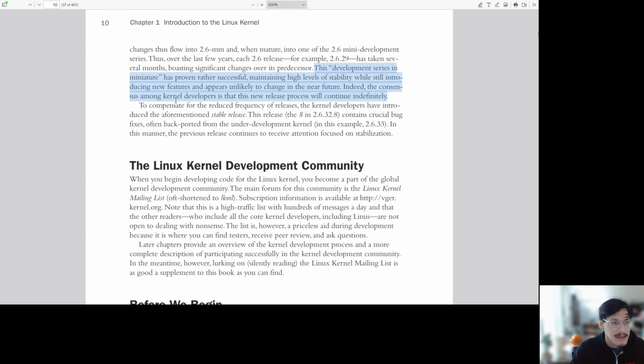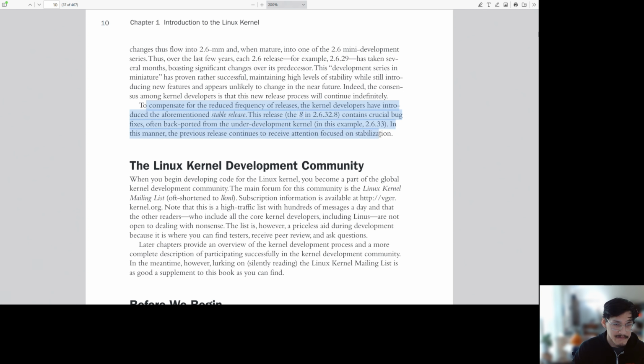To compensate for the reduced frequency of releases, the kernel developers have introduced the aforementioned stable release. This release, the .x in 2.6.3x, contains crucial bug fixes, often backported from the under-development kernel, for example 2.6.33. In this manner, the previous release continues to receive attention focused on stabilization.